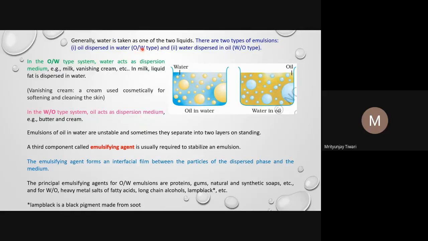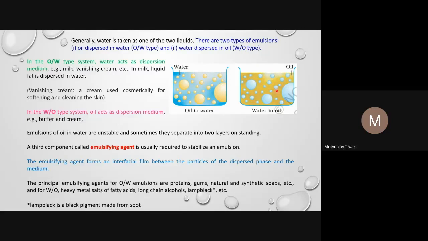This is oil dispersed in water, and that means the dispersed phase is oil and the dispersion medium is water. In the other, water is the dispersed phase and oil is the dispersion medium. And the dispersed phase and dispersion medium, how do we know? If the oil is smaller in amount and water is larger in amount, the oil is the dispersed phase. If water is smaller in amount and oil is larger in amount, then this is called a WO type colloid. So water will become the dispersed phase and oil will become the dispersion medium.